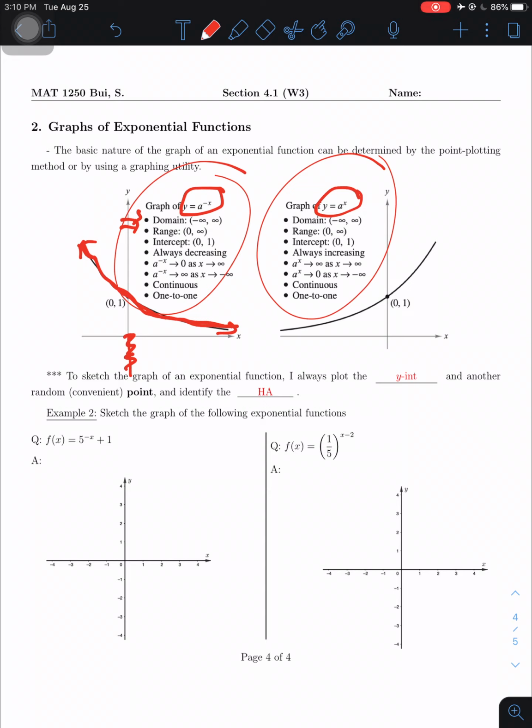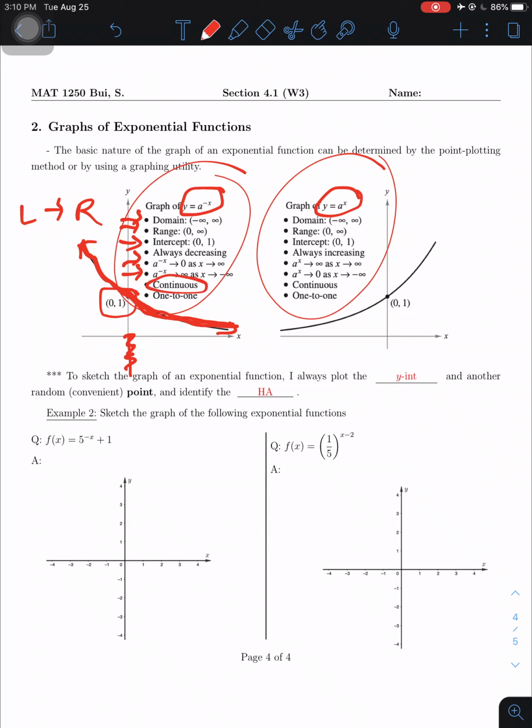And for intercept, we have one y-intercept right here, which is (0, 1), and it's always decreasing from left to right. So if you go from left to right, you have this function decreasing, right? It's like going down, okay? The next two lines here, when we talk about limits, I'm going to remind you of these two lines, but for now, don't worry too much about it.